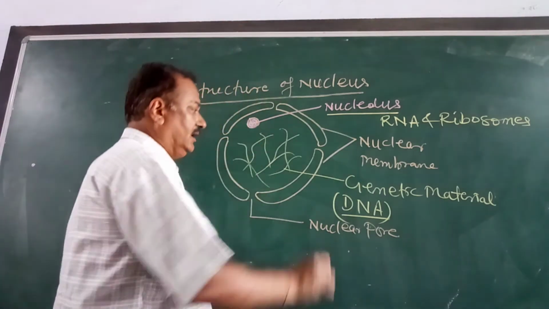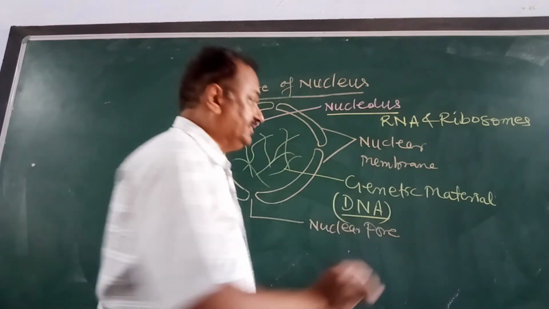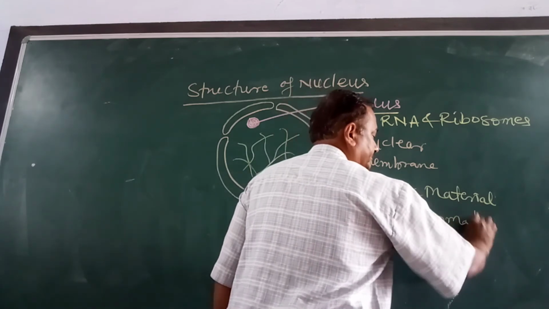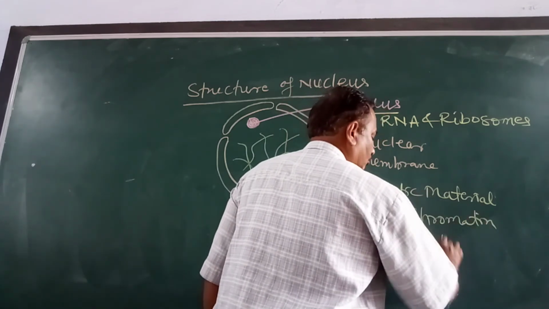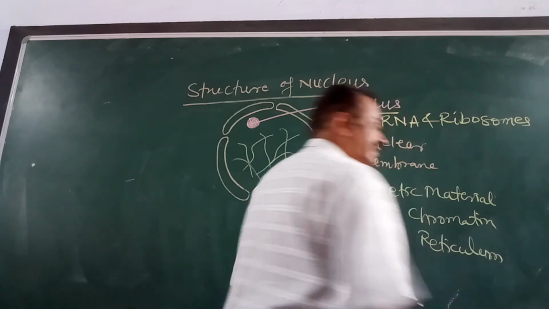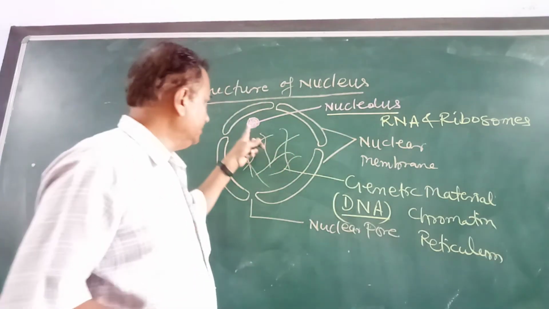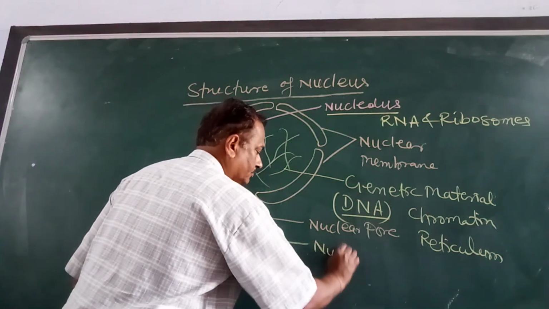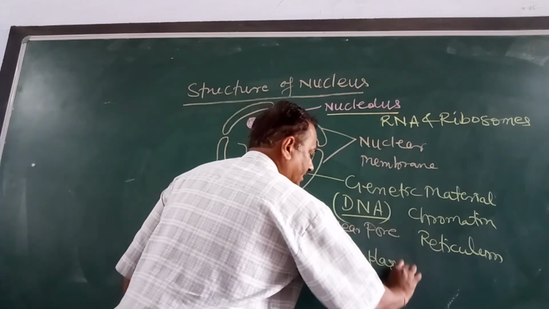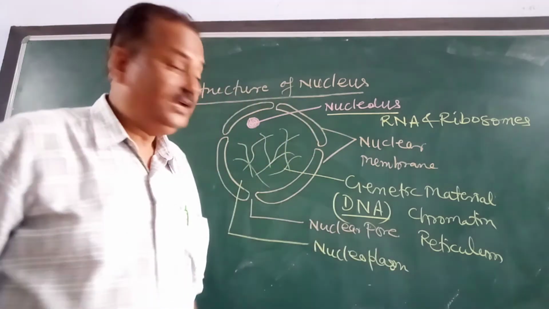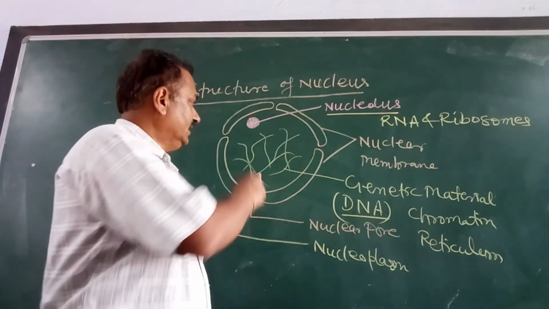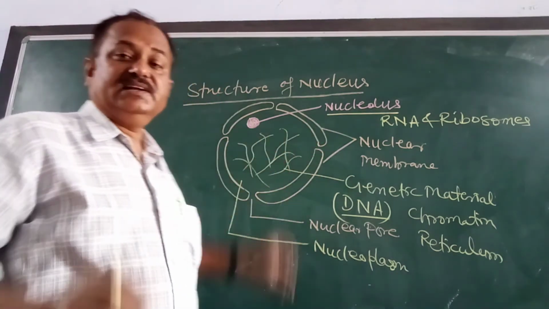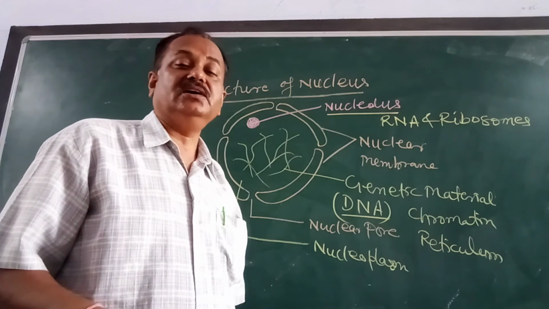So this is genetic material in the form of threads, and we call it chromatin reticulum or chromatin thread. So this is one. Now nucleoplasm. Nucleoplasm is a liquid which helps in the scattering or the floating of any component. So the nucleus is an organelle present inside the cell.